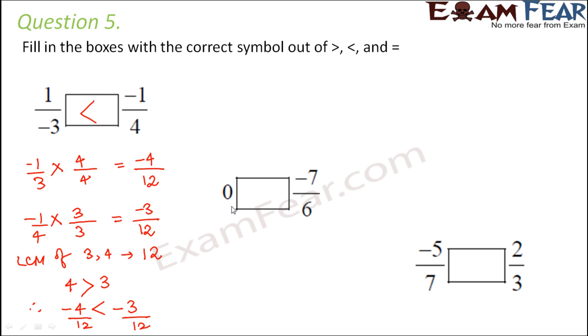The next one is 0 is greater than or less than minus 7 by 6. Now we have seen that any positive number will always be greater than a negative number. So 0 will also be greater than minus 7 by 6. Here you have a negative number and a positive number. In this case also we know that the positive number will always be greater than the negative number.